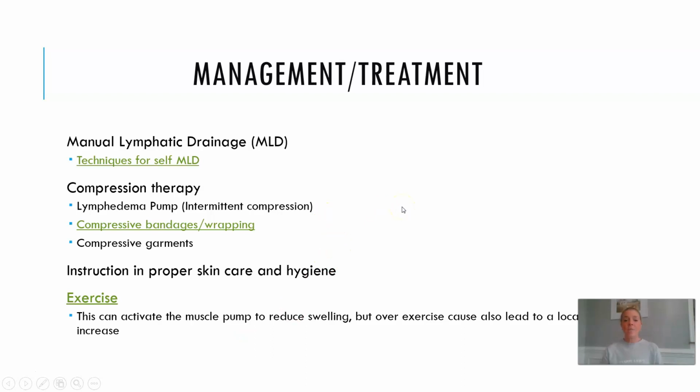Big things for management and treatment of lymphedema. Manual lymphatic drainage is one of the big things. This is kind of more of a specialty area of PT. I have gone to some weekend courses and have a decent amount of CEUs in lymphatic treatment and manual lymphatic drainage. And one of the big things with this is it's a very light touch massage. It's a very systematic, light touch massage.